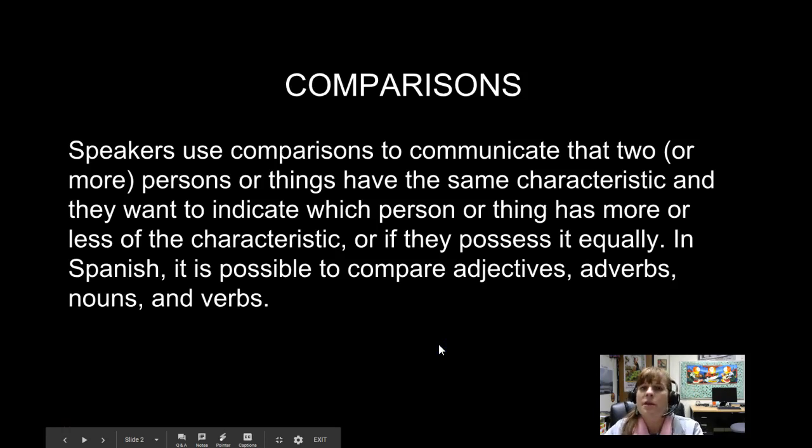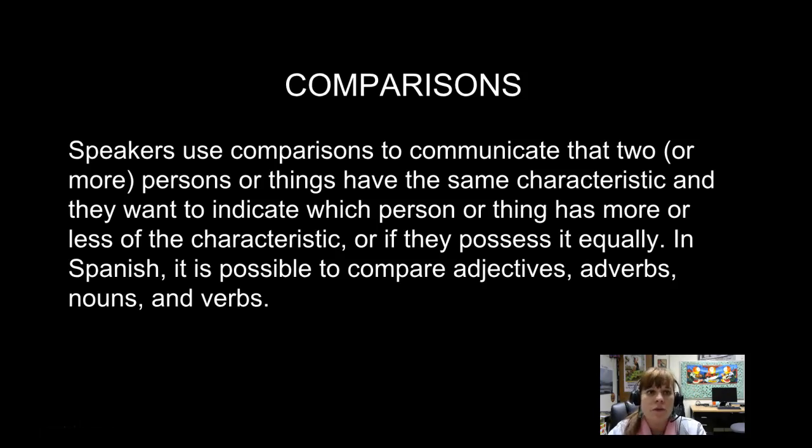So speakers use comparisons to communicate that two or more persons or things have the same characteristic, and they want to indicate which person or thing has more or less of the characteristic, or if they possess it equally. In Spanish, it is possible to compare adjectives, adverbs, nouns, and verbs. So, for example, it would be like me saying, I am smarter than my sister. My brother is smarter than I am. I am smarter than everybody, right? So we're being able to tell who's taller, who's shorter, who's smarter, and those kind of things.